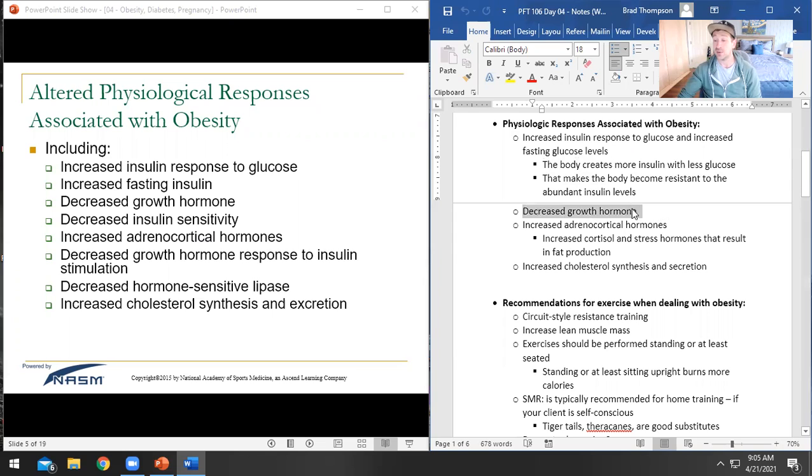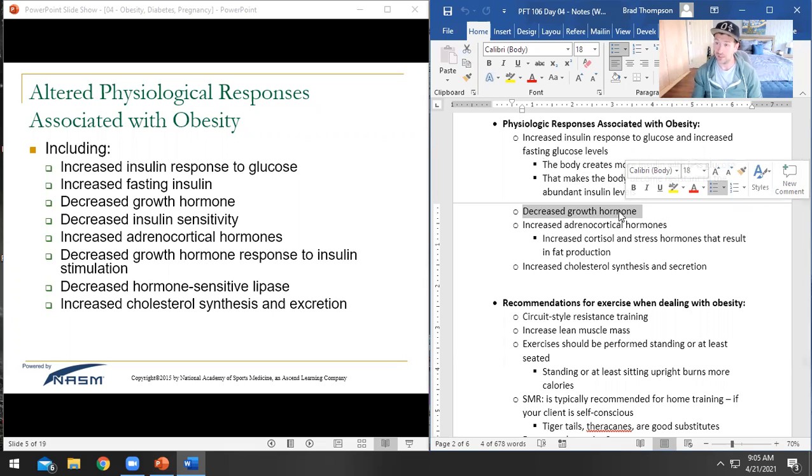We also see a decrease in human growth hormone. Remember, growth hormone is a very important hormone that helps us develop the human body, right? It's a hormone that triggers growth. Well, we see a decrease in that. So your ability to gain muscle and lean mass is actually reduced. It is harder to gain muscle when you are obese than when you are leaner, which is a freaking bummer because that is the population we need to gain muscle.